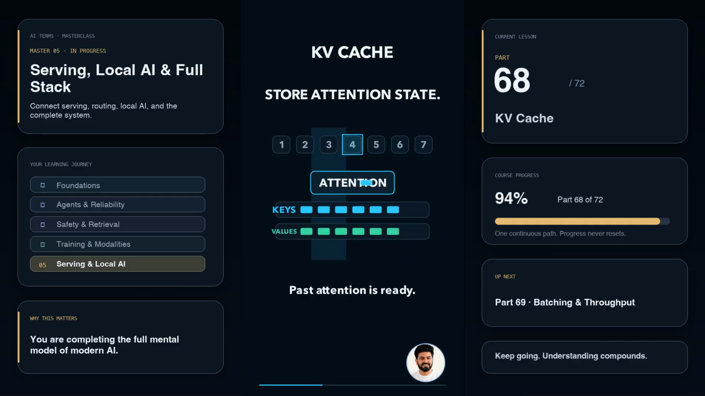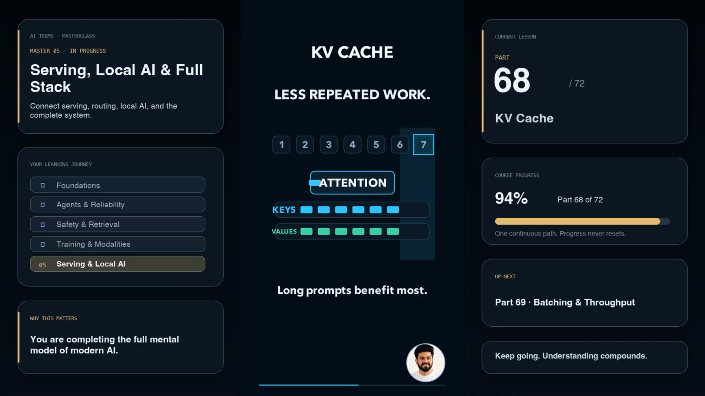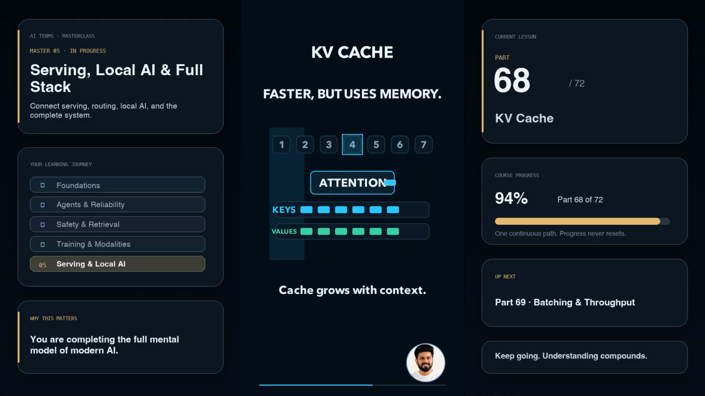The KV cache saves that attention state after each step. For the next token, the model reuses the stored keys and values, computes only the new pair, and appends it to the cache. This makes generation faster, especially with long prompts and answers. But the cache consumes memory and grows with the conversation, so serving systems must manage it carefully.